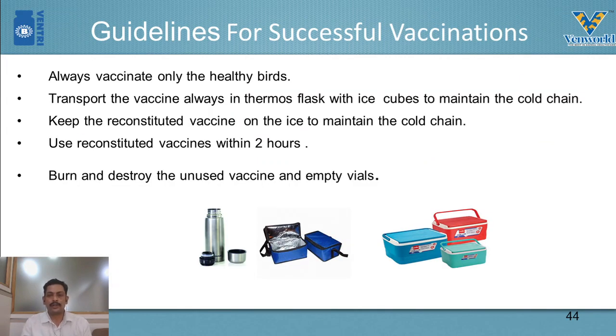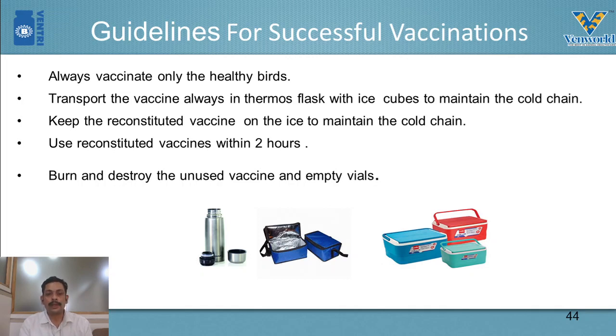So these are all the things I covered in this session. Some important tips I want to highlight again: always vaccinate only healthy birds. This is a very important point. For successful vaccination, always vaccinate only healthy birds. The vaccine should always be transported in thermocol boxes, insulating bags or thermos flasks, with good quality ice. So it will maintain the cold chain, and there is no chance of breakage of the cold chain.